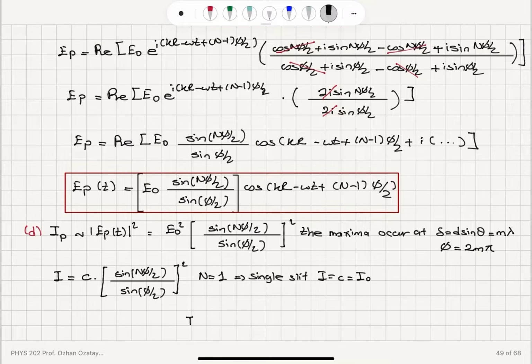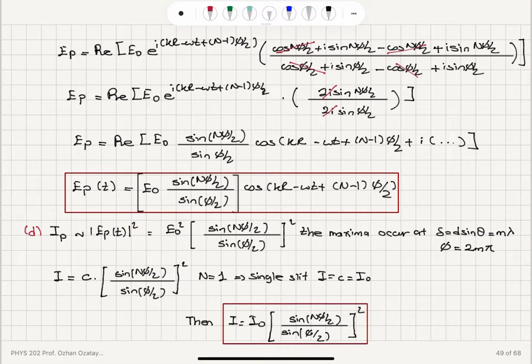So then the intensity of a single slit that I have called I0 is basically the prefactor of (sin(Nφ/2) / sin(φ/2)) squared in the intensity distribution. I0 times (sin(Nφ/2) / sin(φ/2)) squared. So that is the intensity pattern.